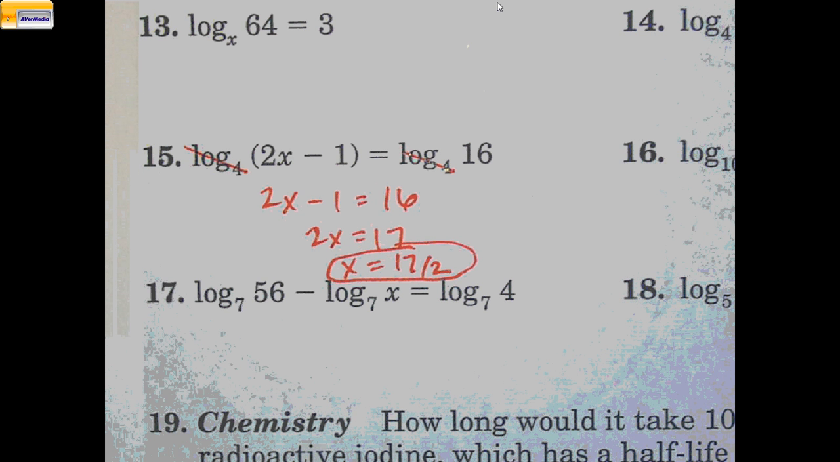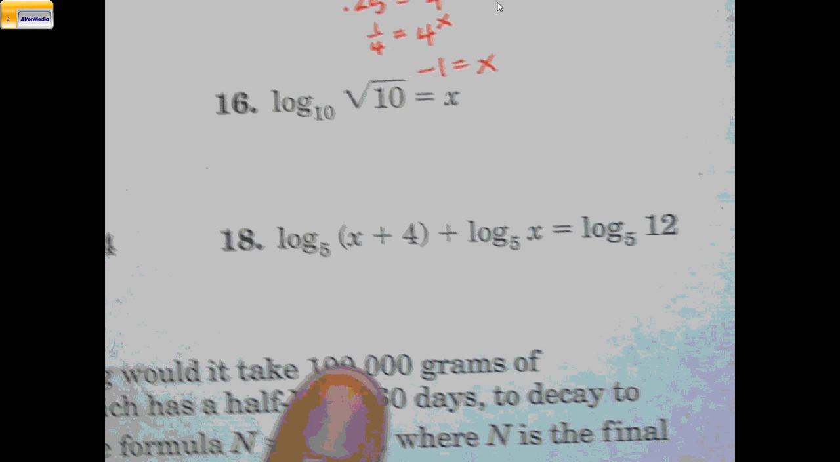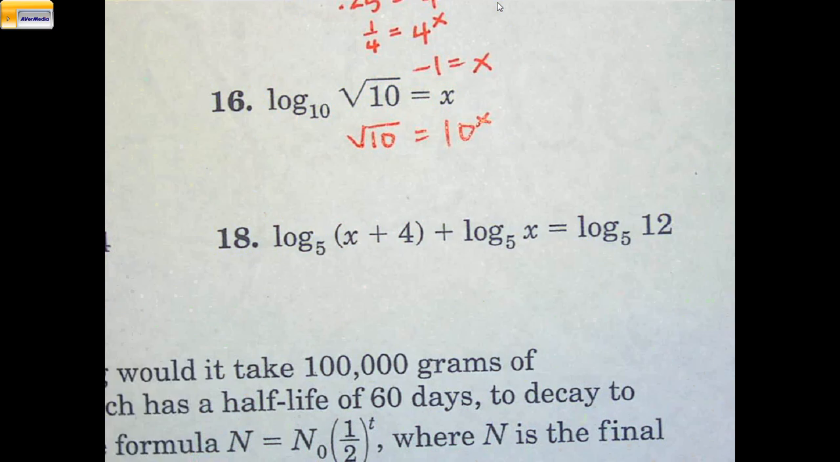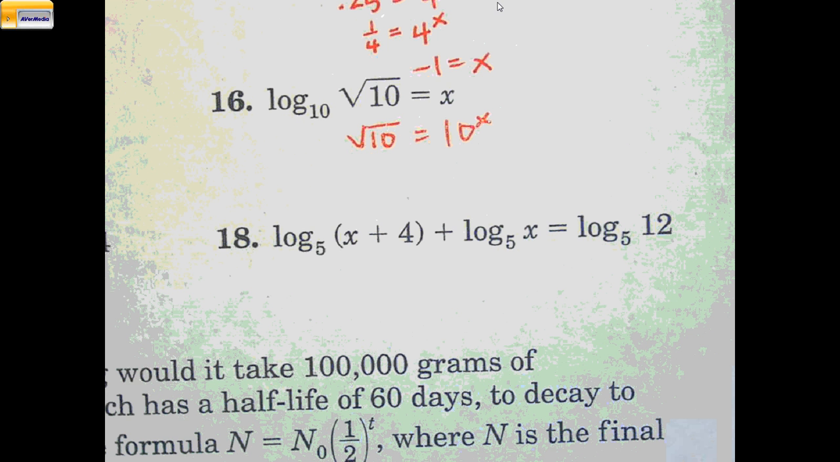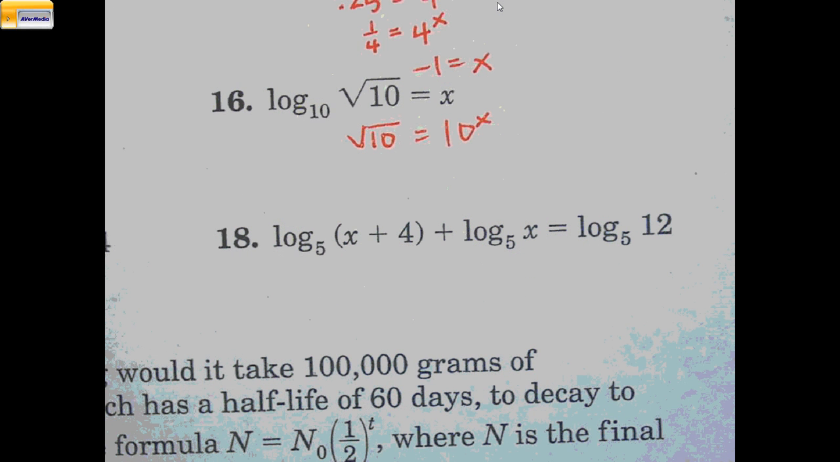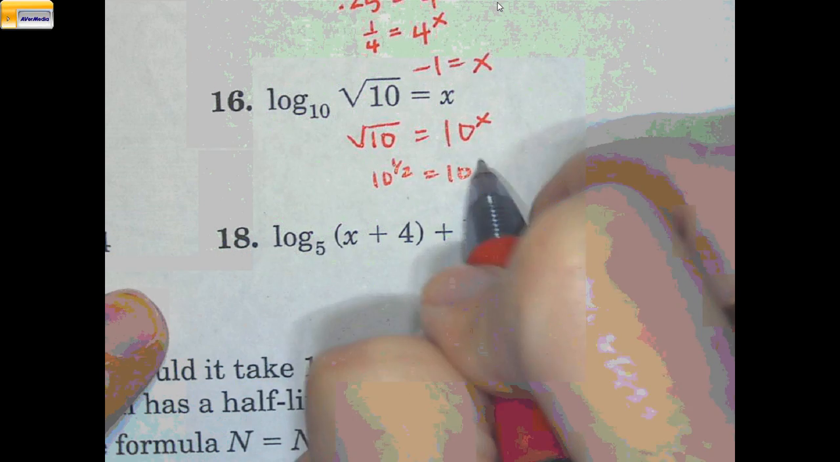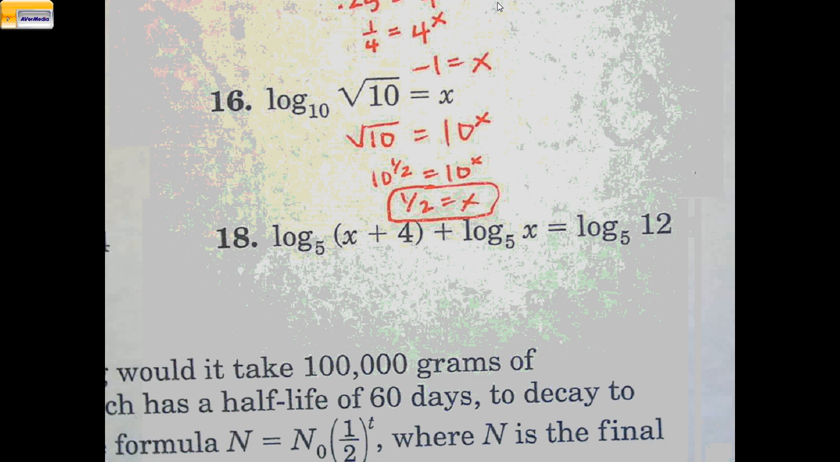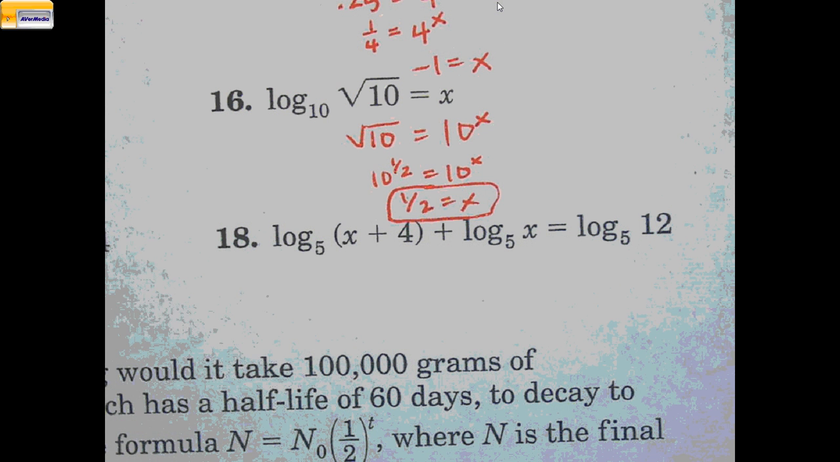All right, let's look at 16. Turn 16 into an exponential equation. Huh. Now what? One half. Brilliant! Such smart kids. So this is really 10 to the 1/2. So 1/2 equals x. Inside over outside. That's right. Inside over outside. What's that funny? I don't know. It's just funny to me that you said it, I guess.